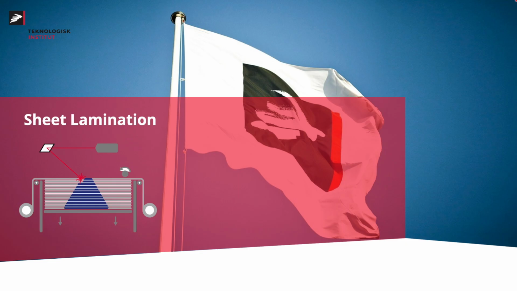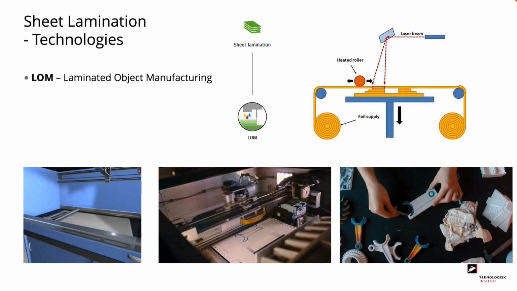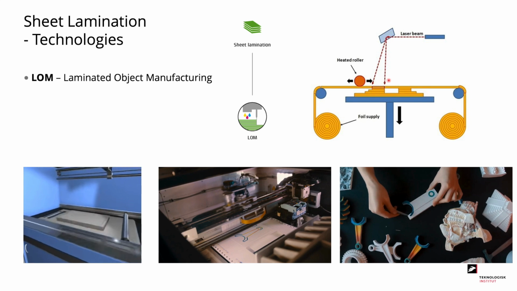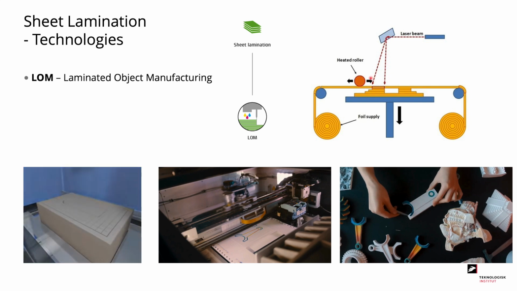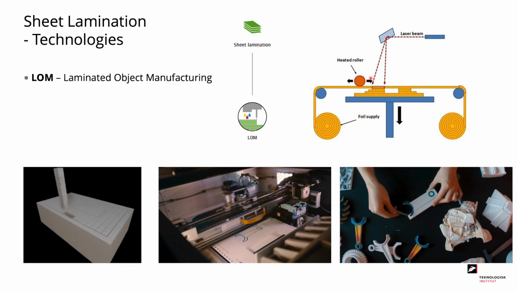Now we will look at the final of the 7 main technologies, namely sheet lamination. For sheet lamination, the specific technology is known as laminated object manufacturing, or LOM. The technology works by having a foil supply of either thin metal or paper. A heated roller is being rolled across the foil, ensuring that it is bonded towards the lower part of the object that you are building. Afterwards, a laser is cutting up your piece to ensure that only the area of interest is being left.